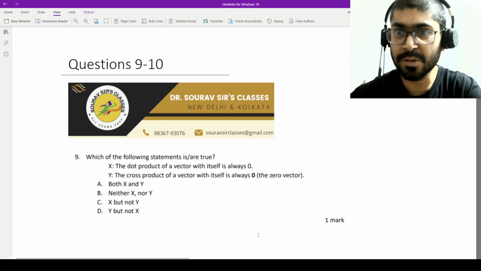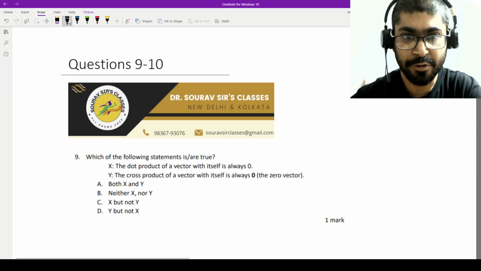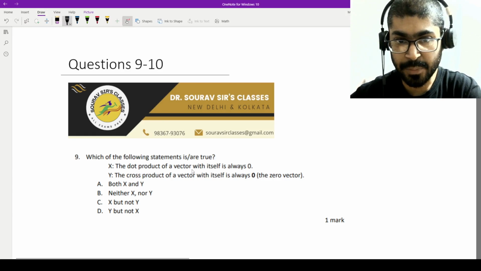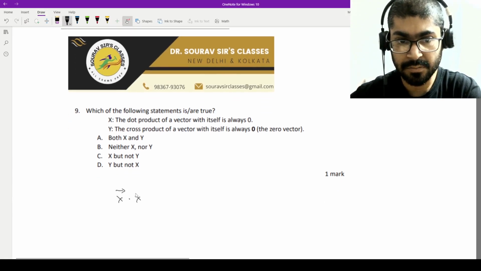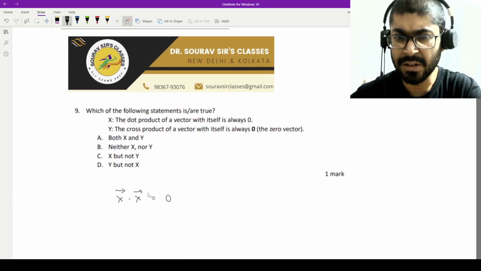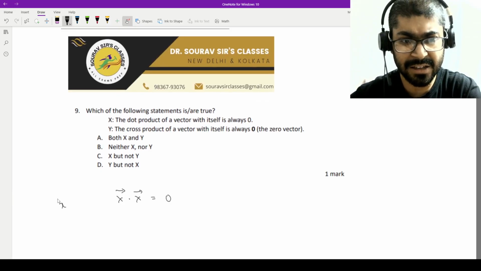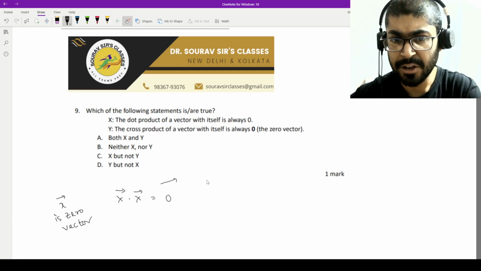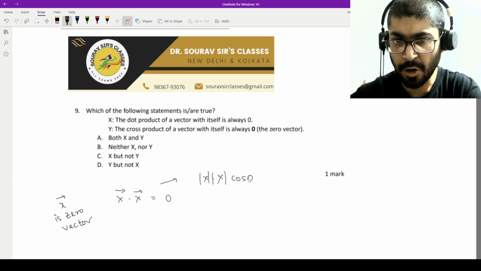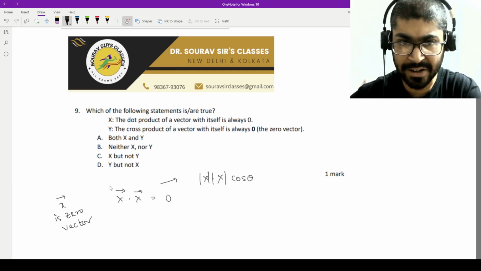It asks about the product of two vectors, right? X is the dot product of a vector with itself. So x dot x, is it 0? It is 0 if x is the 0 vector, right? Otherwise dot product means you take the magnitude of x into the magnitude of x cos theta, right? Cos 0 is 1, so this should not be true unless x is the 0 vector itself.